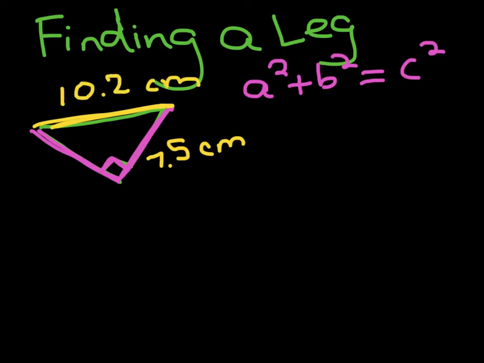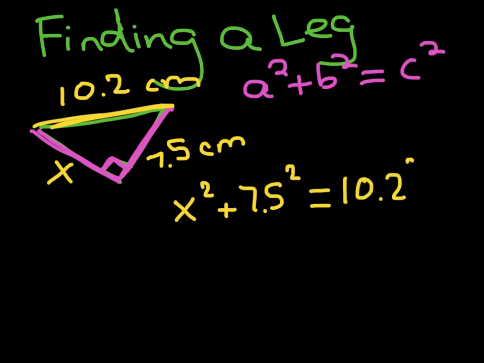Okay, so I'm going to get my calculator out. The formula says a squared plus b squared equals c squared. By the way, let's make this x since we don't know what one of the legs is. So a squared plus b squared. Let's say a is my x, so x squared plus 7.5 squared. That has to be the same as 10.2 squared.